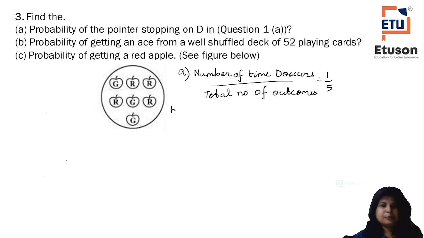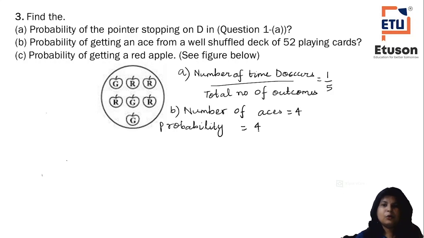Now question number B: probability of getting an ace from a well shuffled deck of 52 playing cards. Have you ever played playing cards? How many aces do you have in a set of playing cards? The number of aces is 4, right? So the probability of getting an ace will be 4 divided by the total number of playing cards. So probability is equal to 4 divided by 52.